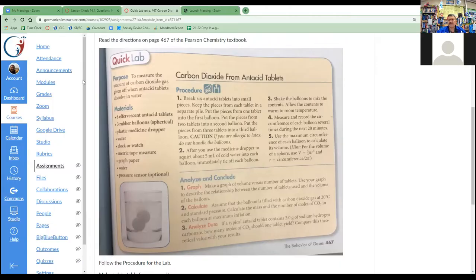Okay, so let's look at the procedure. It says you're going to break 6 tablets into small pieces. You're going to keep the pieces from each tablet in a separate pile. Put the pieces from 1 tablet in the first balloon. So 1 in the first, you put 2 tablets in the second, and you put 3 tablets in the third. Okay, so I'm going to crunch up these tablets and then put them into 3 different balloons.